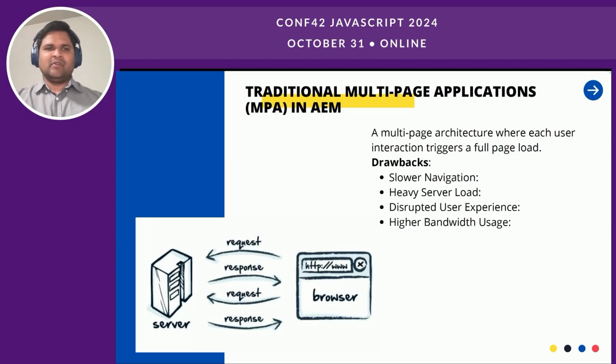Let's take an example, like a traditional e-commerce site. You browse through categories, select a product, and each click requires a full reload. Every new product page sends a fresh request to the server, making the experience feel slower and more segmented.